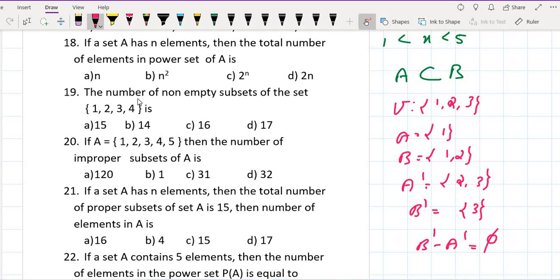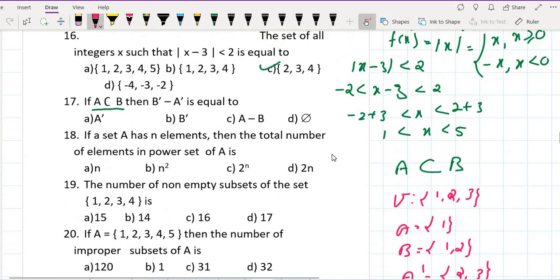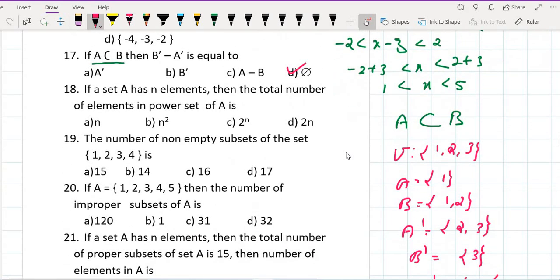So the correct option is option D, that is null set. Correct option is option D, that is null set. You can use Venn diagram also to judge this relation, okay? You can get the conclusion there also.